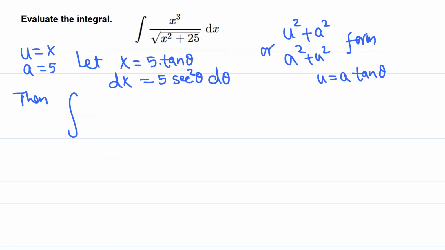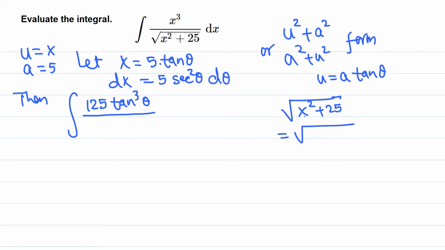With this, the integral becomes x cubed, which is 5 tangent theta cubed. 5 cubed means 5 times 5 times 5, 125, and tangent theta cubed means tangent three copies, all over the square root of x squared plus 25. Let's work out here so that we don't have to copy everything. X squared plus 25 is in fact, with our substitution, x squared means 5 tangent theta quantity squared. So 5 squared is 25 tangent squared theta plus 25.